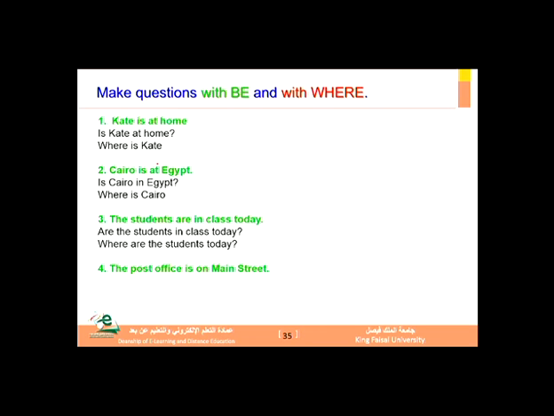Next question. The students are in class today. If we need to ask a yes, no question with verb to be, are the students in class today? Or if we want to use the question word where, we start the sentence with where. Where are the students today? So look, here you have where at the beginning of the sentence, then followed by verb to be, which is the form are. Where are the students?